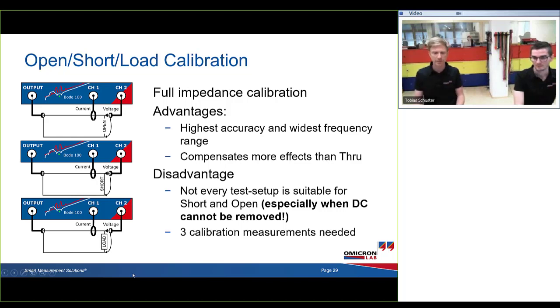It's a little bit more tricky, and I would think about, is it really necessary that you have full calibration, or is the Thru calibration enough, or might you even be able to measure without the calibration if you don't need to go to the high megahertz range.